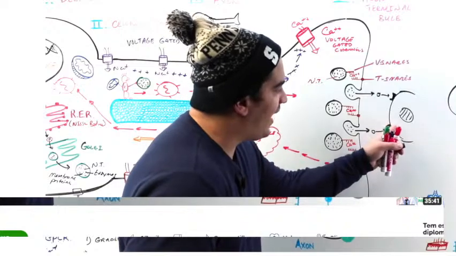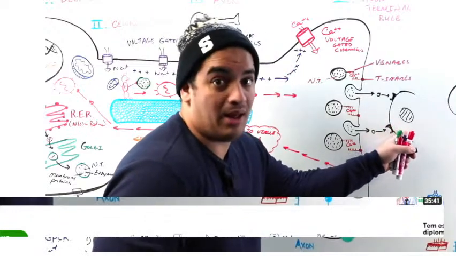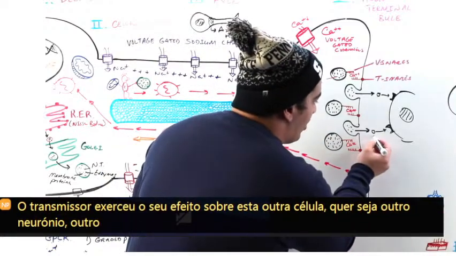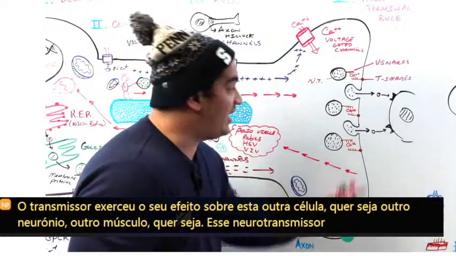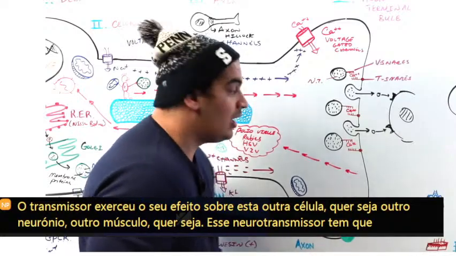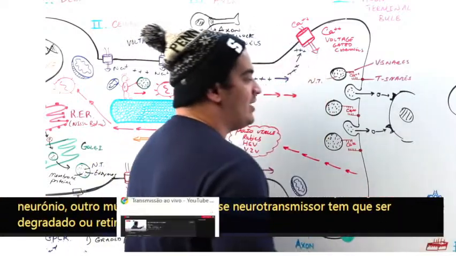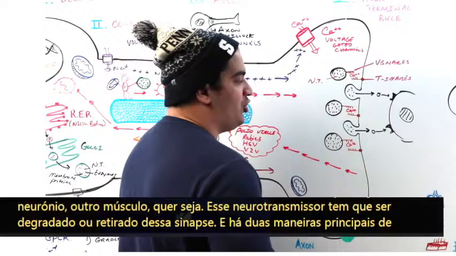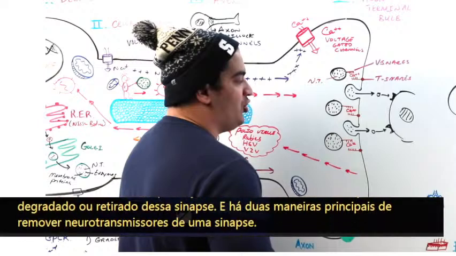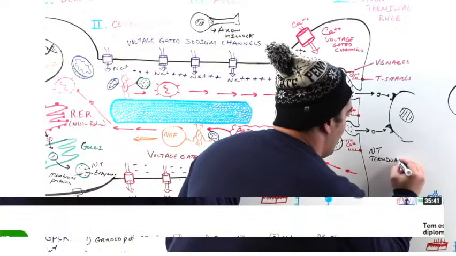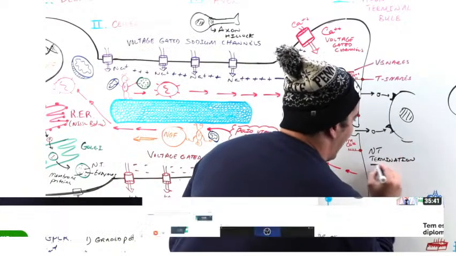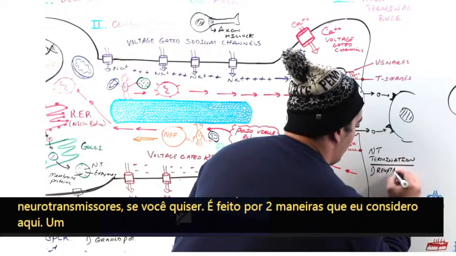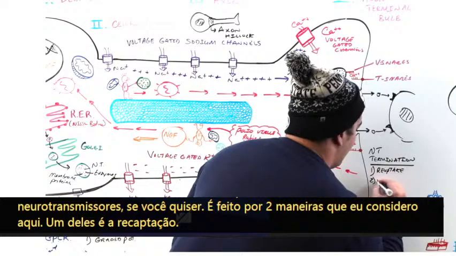Once the neurotransmitter has exerted its effect on this other cell, whether that be another neuron, a muscle, whatever, that neurotransmitter has to be degraded or taken out of that synapse. There are two main ways that you remove neurotransmitters from a synapse. Neurotransmitter termination, if you will, is done by two ways I consider here. One is by reuptake, and the other one is by degradation.